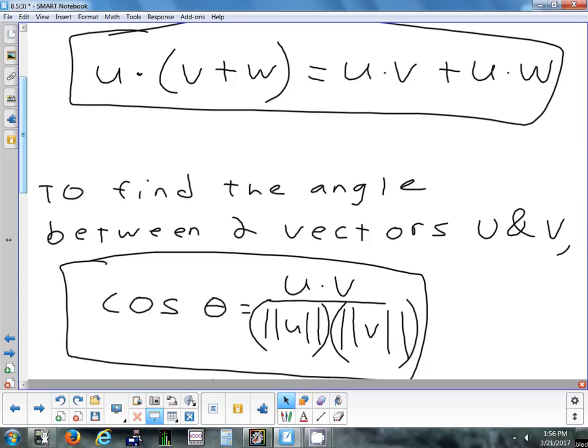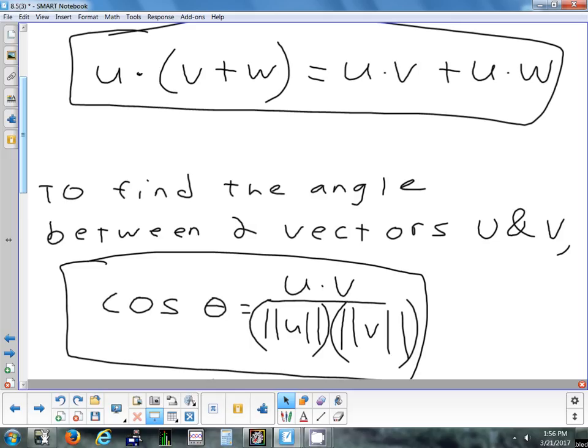So the formula to find the angle between two vectors without going through all the work, using the shortcut, is to find the dot product of the two vectors divided by the product of the magnitudes. So you need three things: the dot product, the length of u, and the length of v. You fill them into this formula, and then you'll have the cosine of your angle.